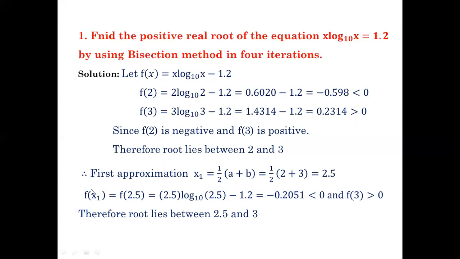Then find f of x1. The x1 value is 2.5, so find f of 2.5. In f of x replace x by 2.5, that is 2.5 into log 2.5 base 10 minus 1.2, which is equal to minus 0.2051, less than 0. And f of 3 is greater than 0, because we always take the two values, one positive and one negative. Therefore, the root lies between 2.5 and 3.